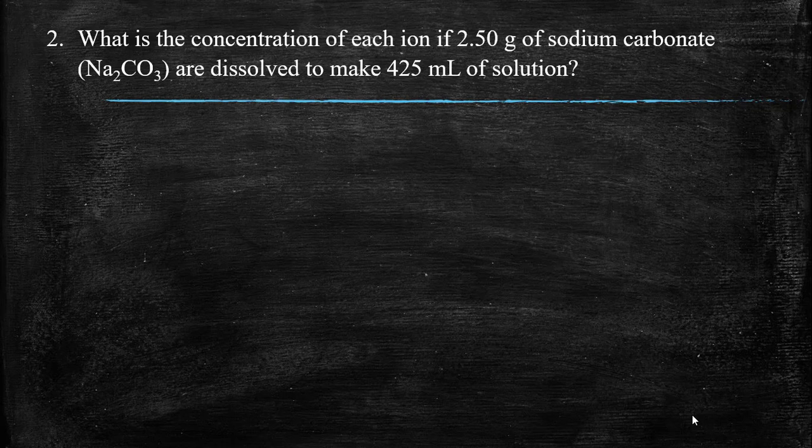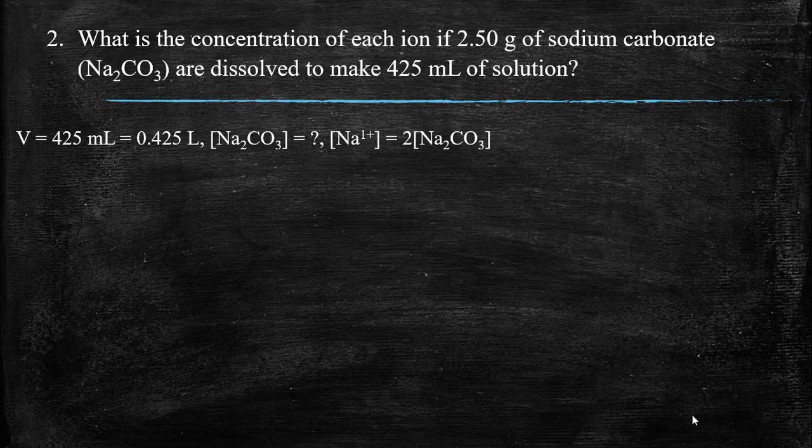What is the concentration of each ion if 2.50 grams of sodium carbonate are dissolved to make 425 milliliters of solution? Once again, start with what we know. The volume, 425 milliliters, is 0.425 liters. We don't know the concentration of sodium carbonate.